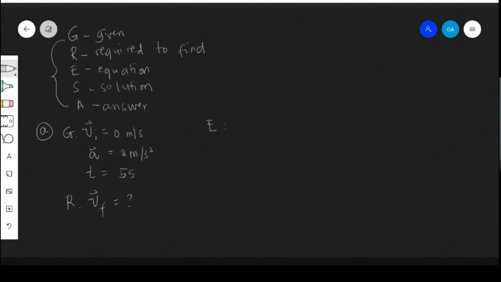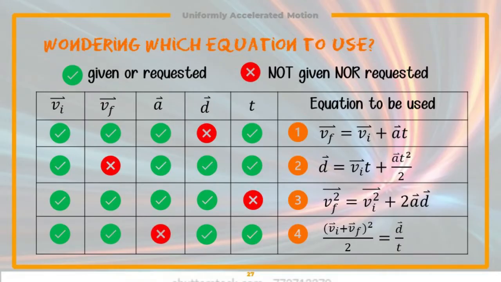So, in the equation, 4 yan. Aalamin natin yung equation na kailangan natin gamitin based dito sa ating given and dun sa required to find natin. Okay, so meron tayong initial velocity, meron tayong acceleration, meron tayong time, and meron tayong final velocity. Ngayon, the one that is missing is the displacement. So, si displacement, hindi natin yan kailangan. Alright. Ito yung mga equations natin.